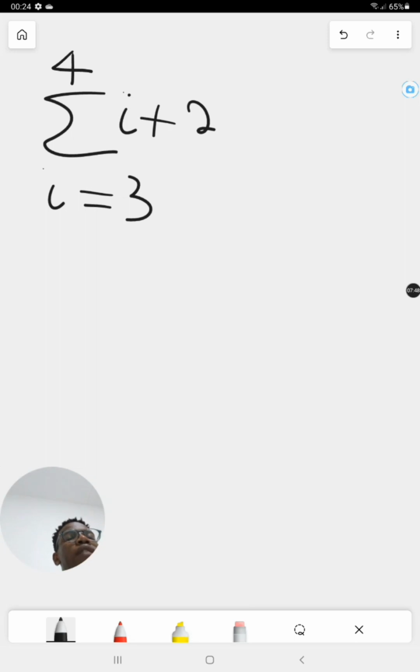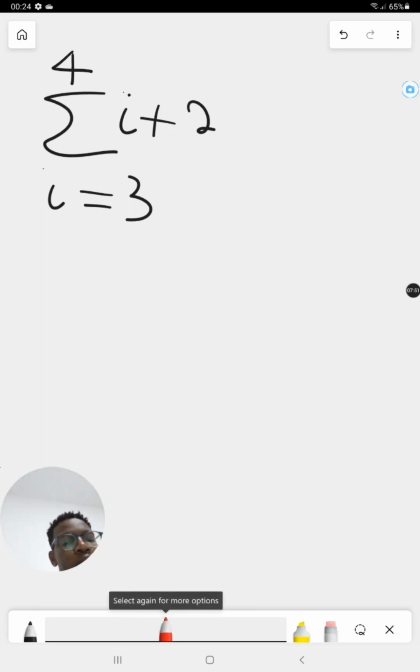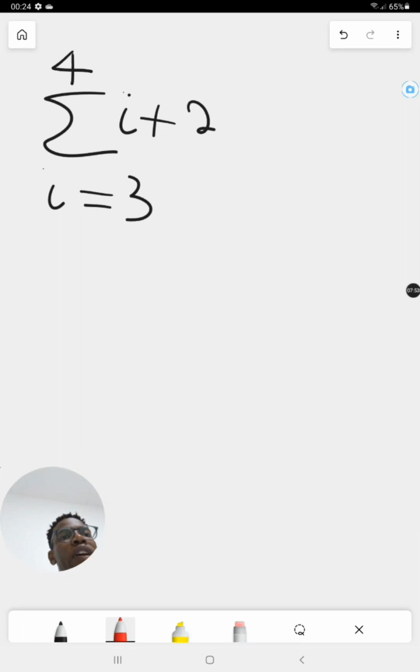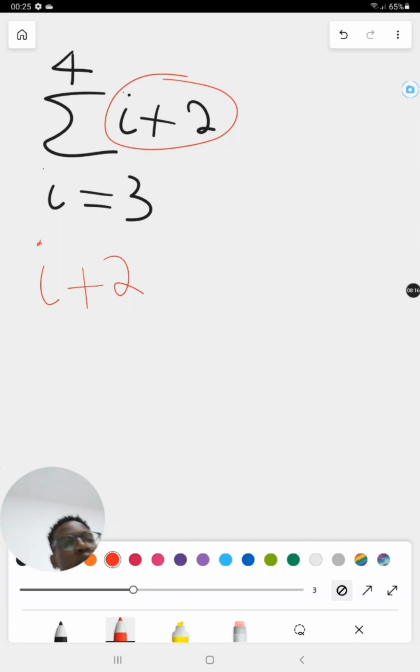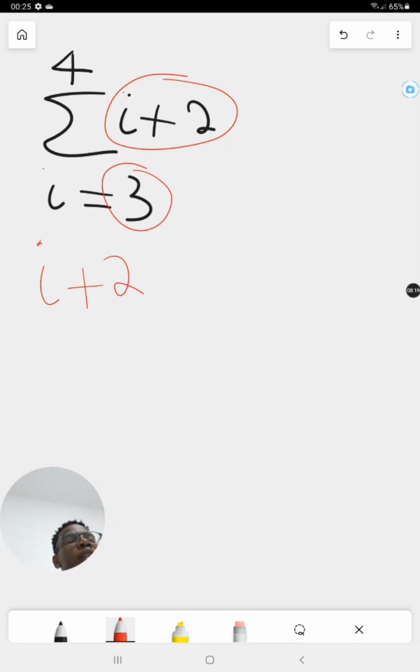What does this tell you? Well, first thing you need to look at is the formula. There's your formula. It's been given there. Your formula is i plus 2. So you need to find all the terms from this formula of i plus 2, where you substitute i is equal to 3 to get the first term, and you substitute i is equal to 4 to get the last term.